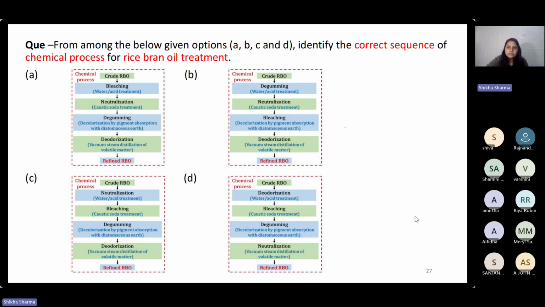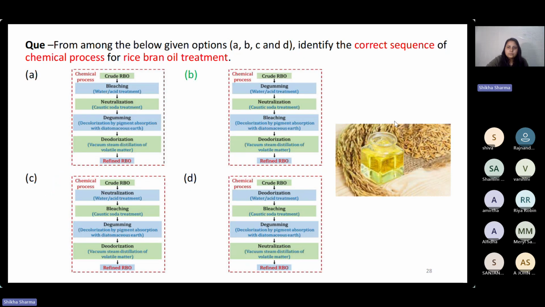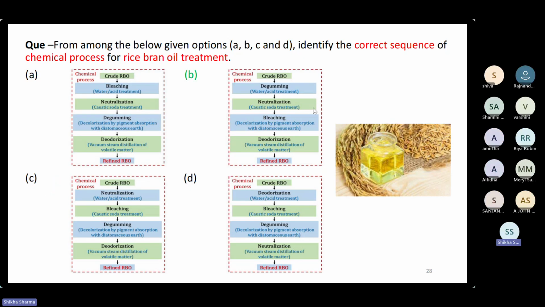Okay, anyone who would like to answer this question? Shiva is saying C here, which is this. Okay. Let's see the solution part. Actually, here B is the correct answer. So this is the correct sequence of the chemical process.